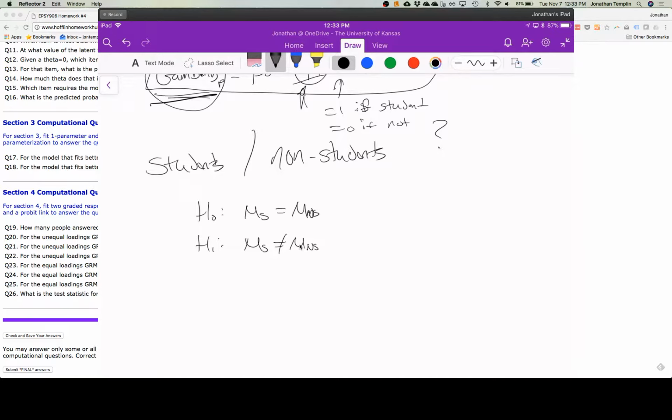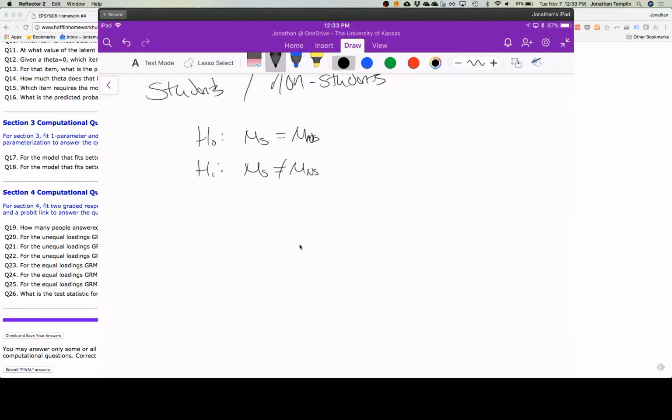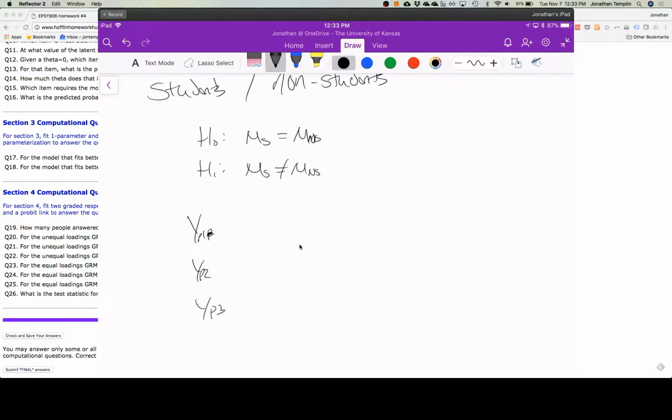Same scale? Well, same scale, same parameters. Right? And that brings about the problem. Let's imagine we have 3 items, y1, y2, and y3. And let's say this is person-item, P1, P2, and P3, right?